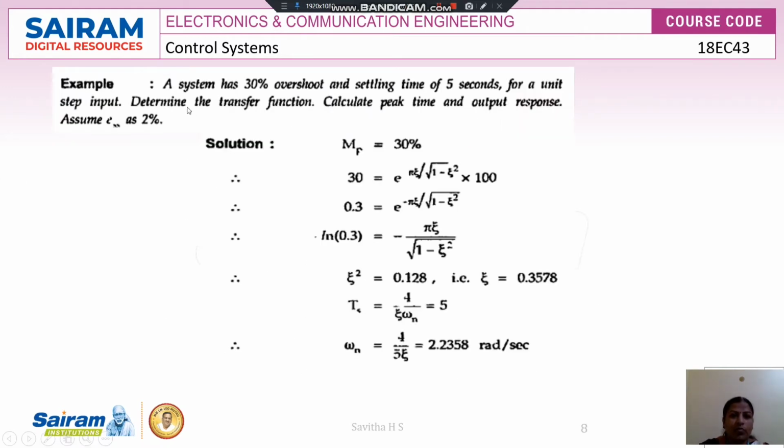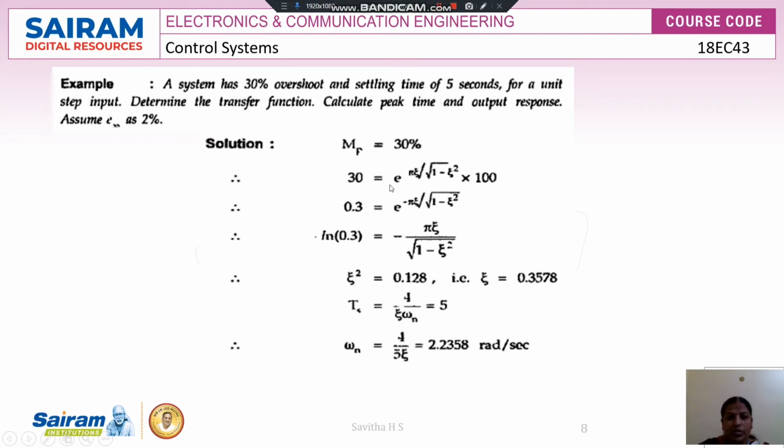Now we'll see one more problem. A system has 30% overshoot and the settling time is 5 seconds for a unity step input. Determine the transfer function and calculate the peak time and the output response. Take the error as 2%. We already know the maximum overshoot formula, so first write the given value. Mp is equal to 30%.